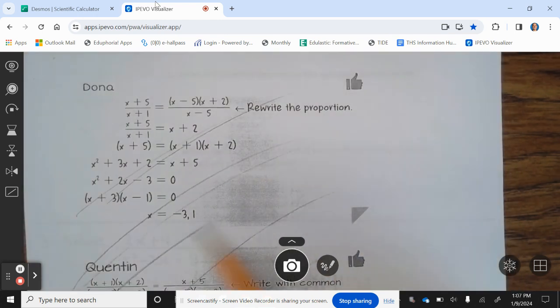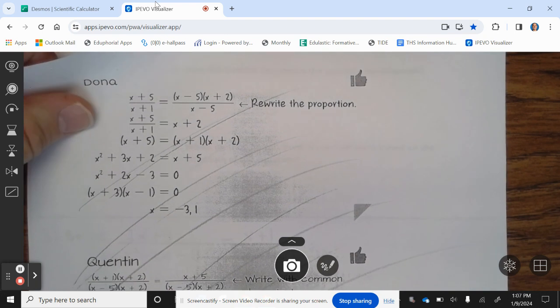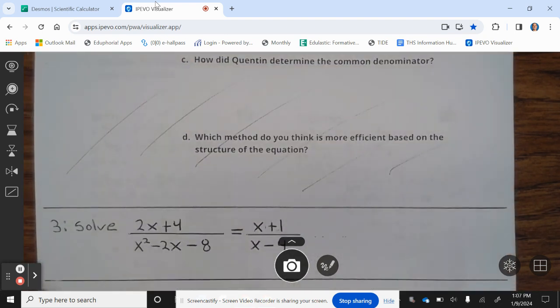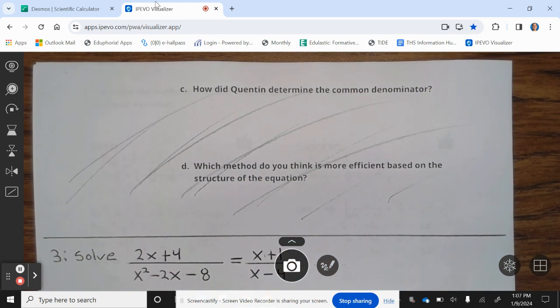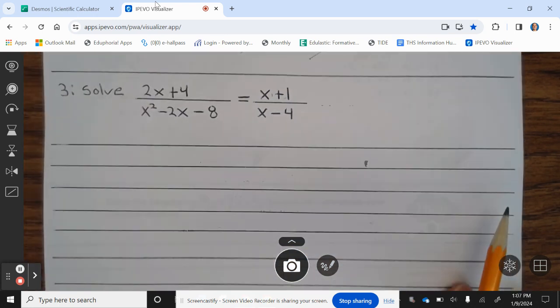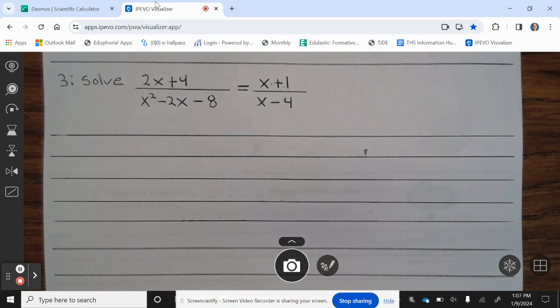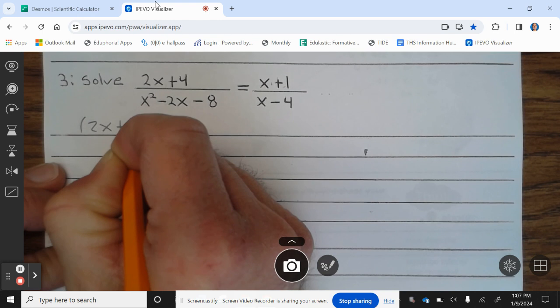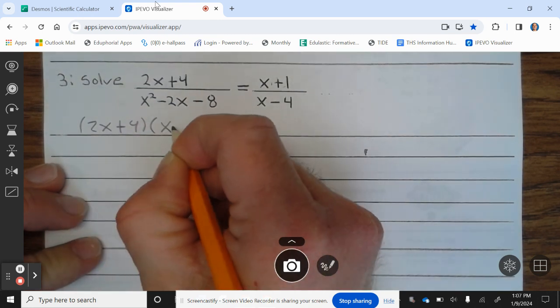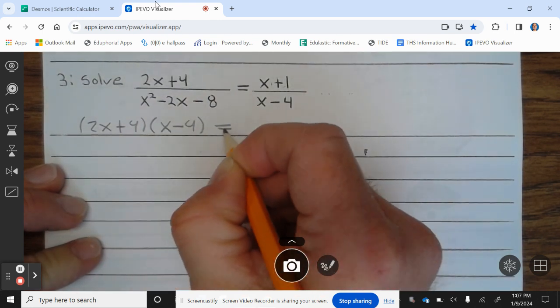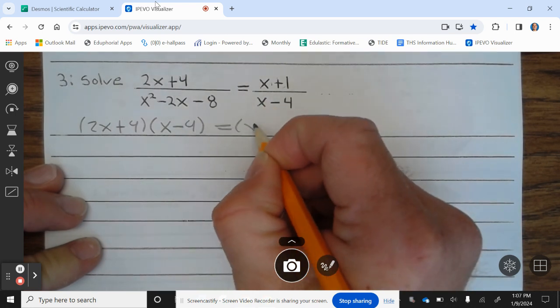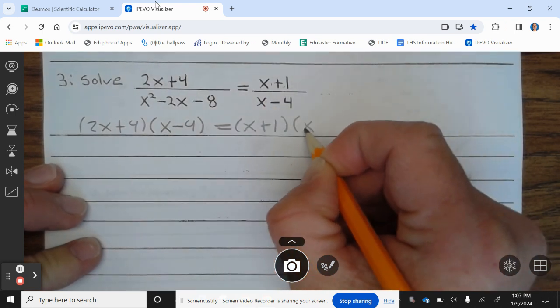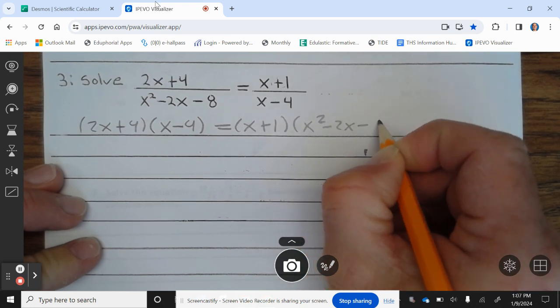All right, go ahead and mark out that page. Go ahead and mark off C and D. Take a look at 3. Solve 2x plus 4 divided by x squared minus 2x minus 8 equals x plus 1 divided by x minus 4. So we're going to cross multiply. So you get 2x plus 4 times x minus 4 equals x plus 1 times x squared minus 2x minus 8.